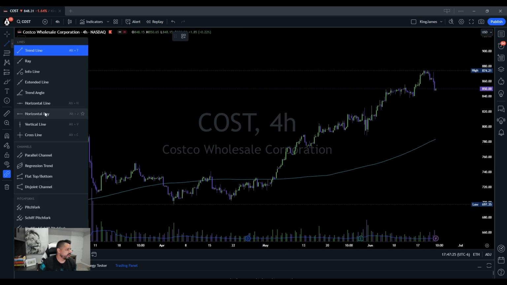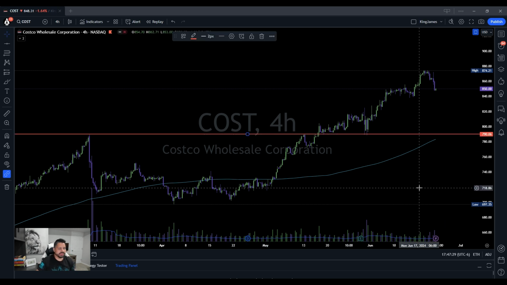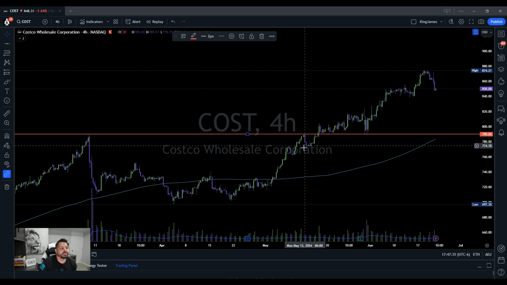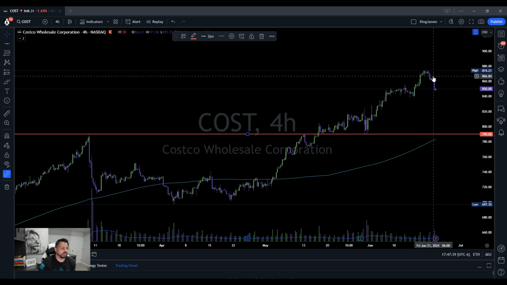So I have found this line here to be the most significant based on what I just told you, okay? It was resistance here, break, then tested as support. And then we've moved higher, okay?